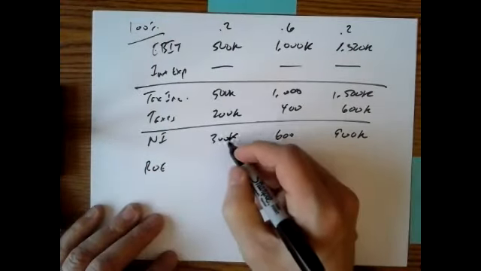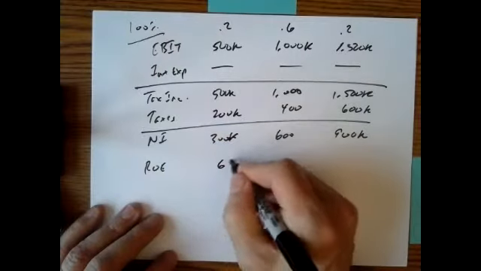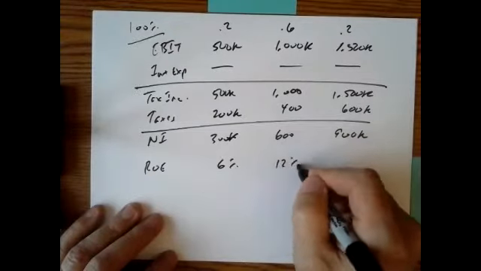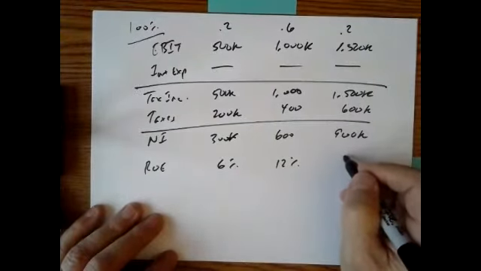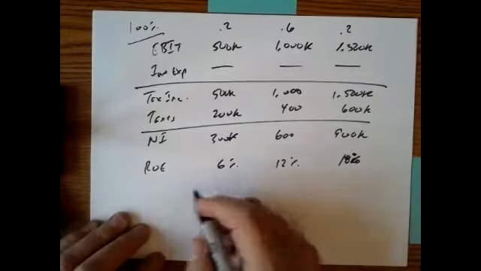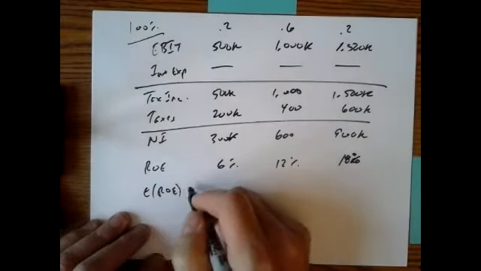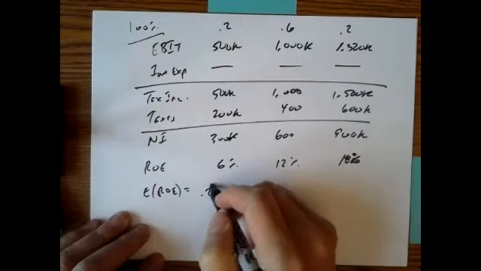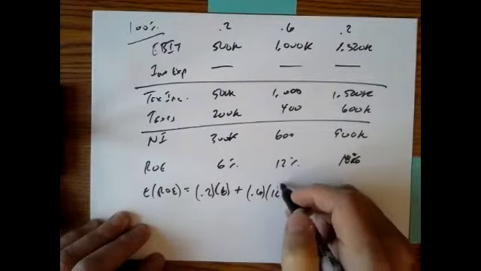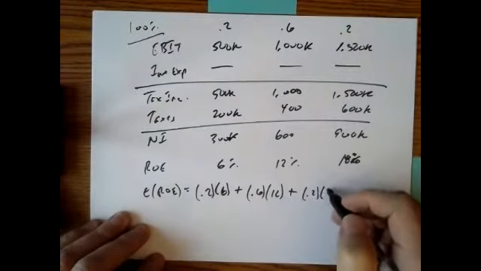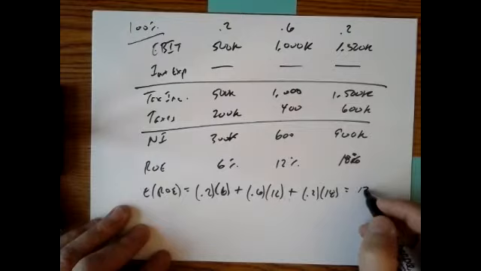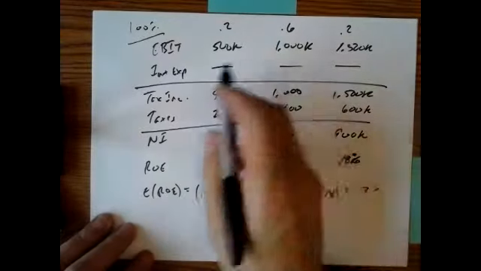ROE is going to be 300 divided by 5,000, which is 6%. 600 divided by 5,000, which we already did, is 12%. And then 900 divided by 5,000, which is 18%. So what is the expected return on investment? Well, that would be 0.2 times 6% plus 0.6 times 12% plus 0.2 times 18%, which would give us an expected ROE of 12%. Right, that's our weighted average based on the probabilities.